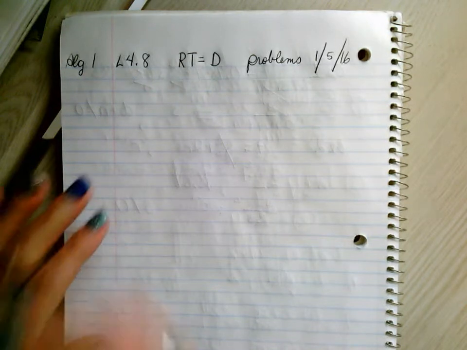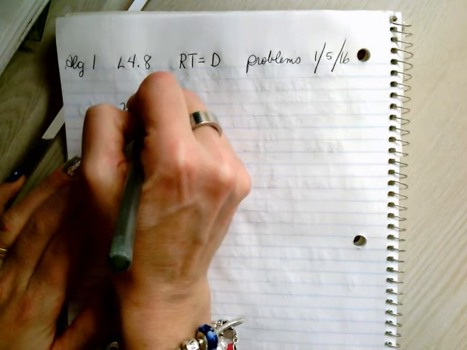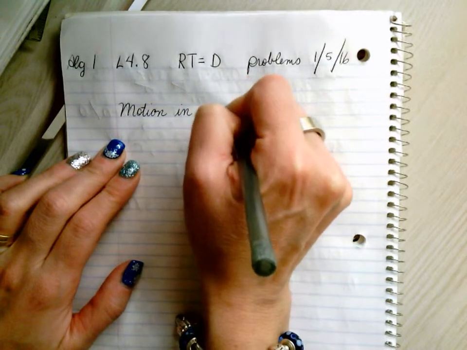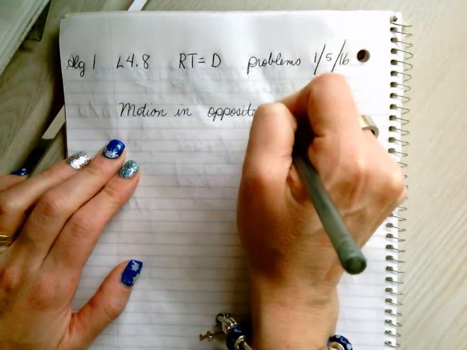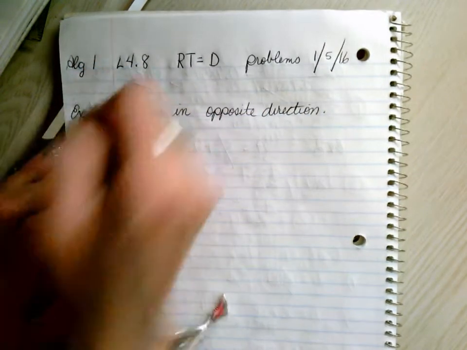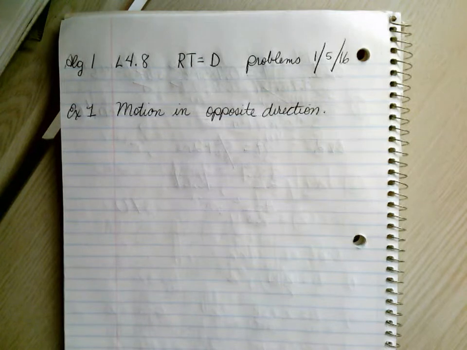Unfortunately, the problems I give you at this stage of the game are not going to be quite so easy. You will need to take very, very careful notes and pay close attention. There are 3 different types of movement scenarios that we're going to talk about today. Okay? The first one is motion in opposite direction. This is example 1. Example 1 has you doing motion in opposite direction.